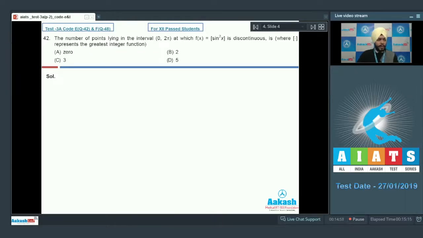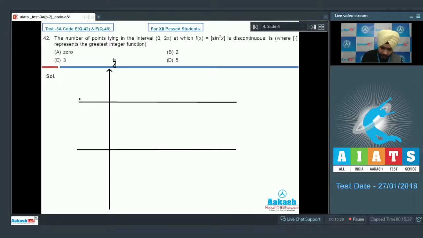Okay, so let us draw the graphs. It is a very simple question. You just have to draw the graph of greatest integer of sine square x and then you are done with it. So over here, let us have the y-axis. This is the x-axis.